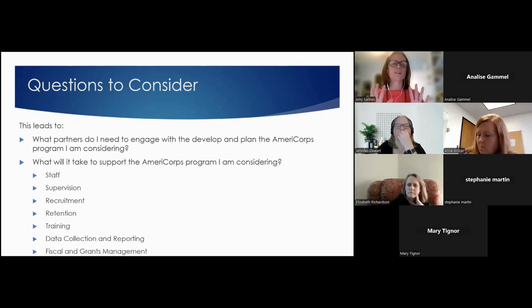Whoever is going to have to be a part of making this program a success, you're going to have to start talking with them now about the plan. So you have buy-in from the beginning. And then you'll have to think about, what are the things that I need to put into the program that will help make it successful? Because this will be useful in your logic model and also in your budget, which we'll talk about in December.